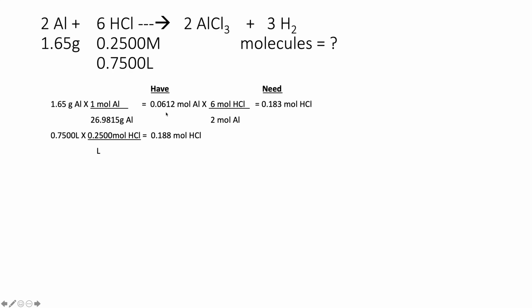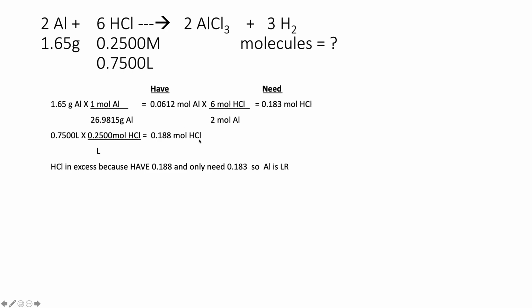So I chose the aluminum, and you can see that from the balanced equation, 6 moles of hydrochloric acid for 2 moles of aluminum. That means I would need 0.183 moles of hydrochloric acid if I'm going to use up all the aluminum. You can see that I have more than that. That means that the hydrochloric acid is in excess. Because I have 0.188, I only need 0.183. It's close here, but I still have excess. That means the aluminum is the limiting reactant.